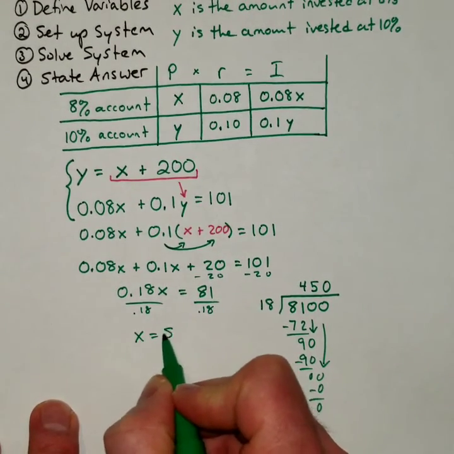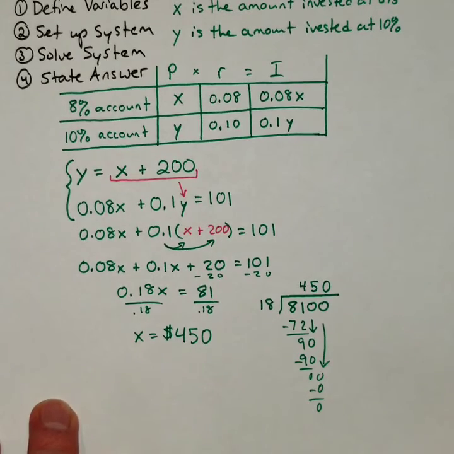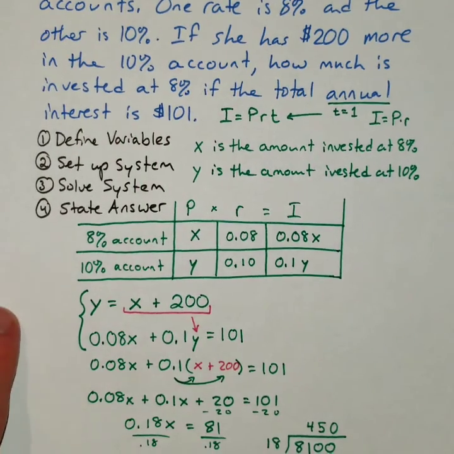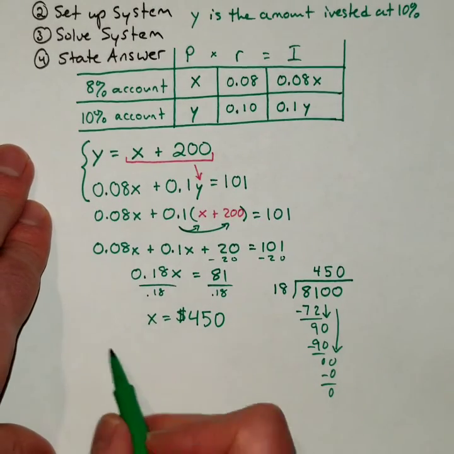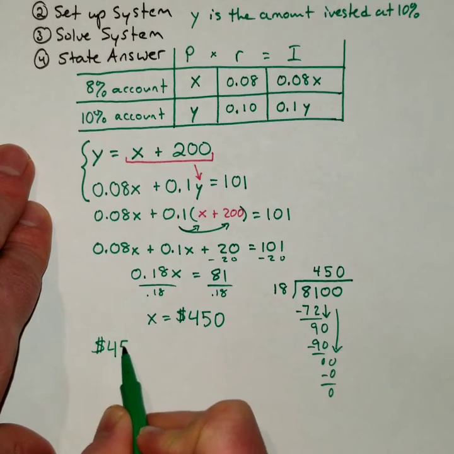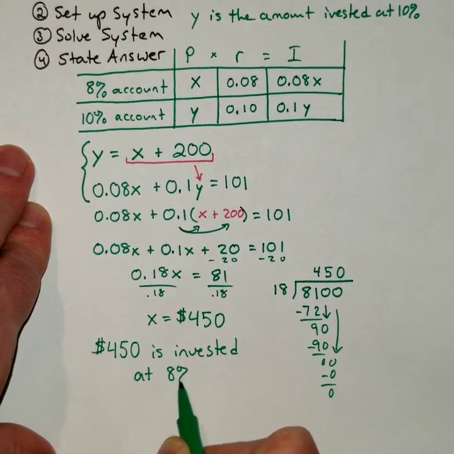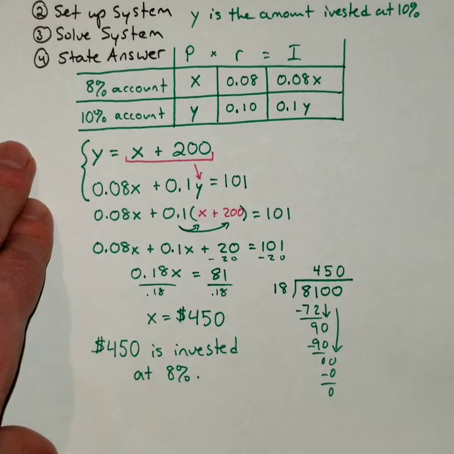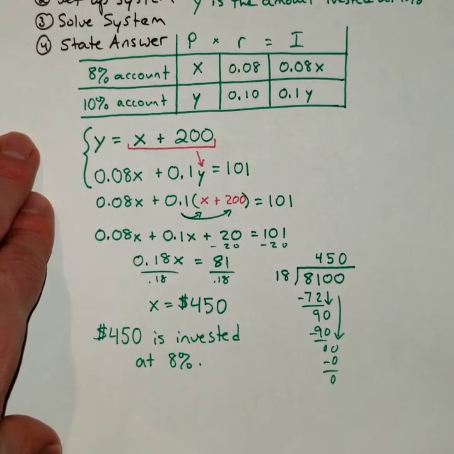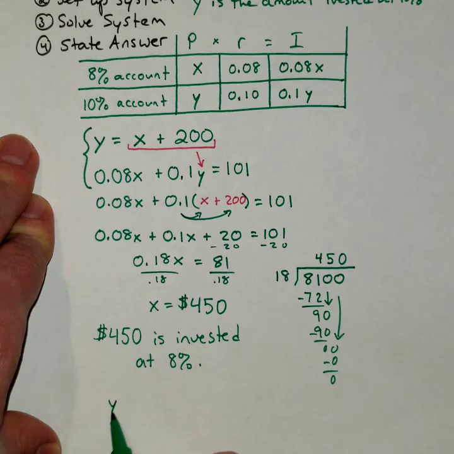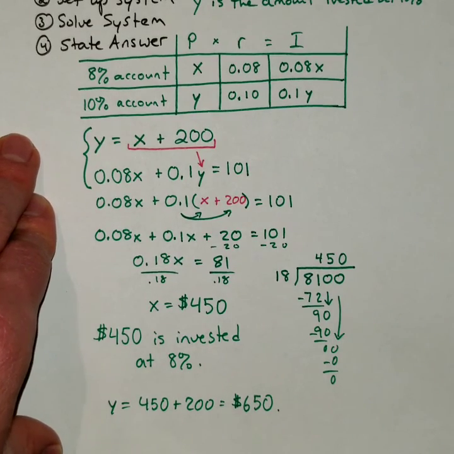So x equals $450, and that is the amount asked for in the question when they say how much is invested at 8%. Okay, so the answer to my question is $450 is invested at 8%. Now, if we wanted to find the amount invested at the 10%, which isn't asked for but might be in another problem, we would just take that 450, add the 200 to it, and the y would end up being 450 plus 200 is $650. So you could find that amount as well. Okay.